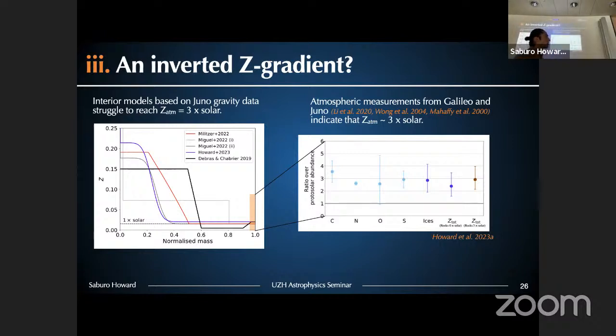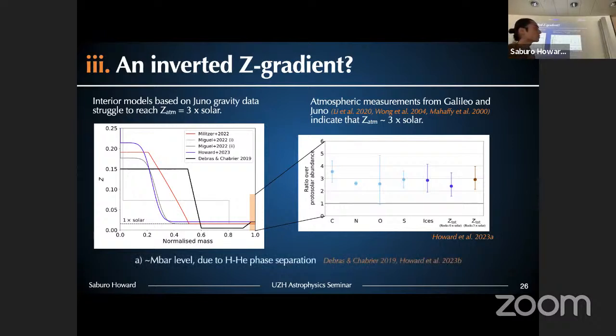So this idea of an inverted Z gradient is appealing because you can clearly decrease the density in this region and still match the measurements in the atmosphere here. But of course, then one has to justify it from the point of view of formation and evolution, because it seems a bit counterintuitive to have this inverted Z gradient. And so you have to make sure to be able to explain how you can form it and how you can maintain it over 4.5 gigayears. So I won't go into all the details, but we explored two scenarios to see if this hypothesis of an inverted Z gradient is plausible.